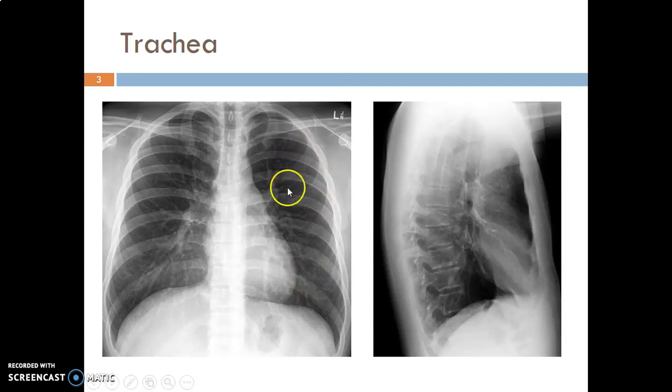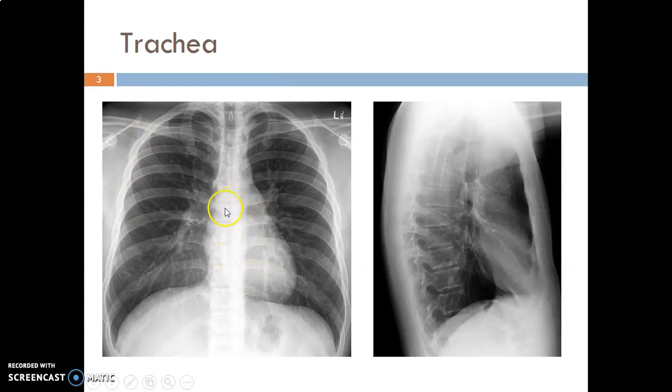So air in the lungs looks black. Then blood vessels: blood contains iron, so it tends to block some X-ray. So these slightly white markings you're seeing are blood vessels. And the blood in the heart has blocked X-ray, so that's why the heart appears white. So calcium in the bone and iron in the blood make them look whitish.